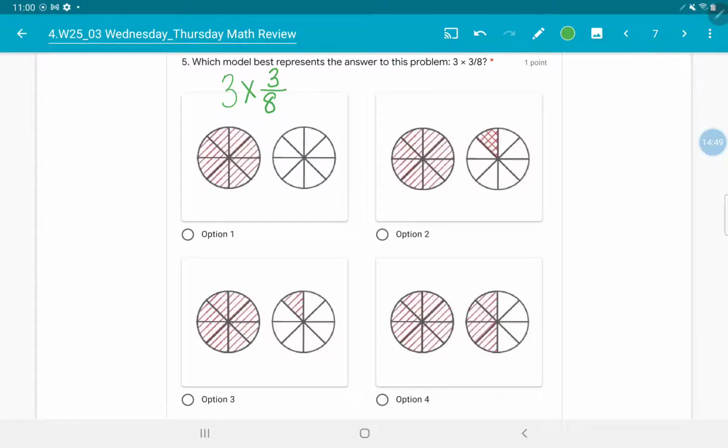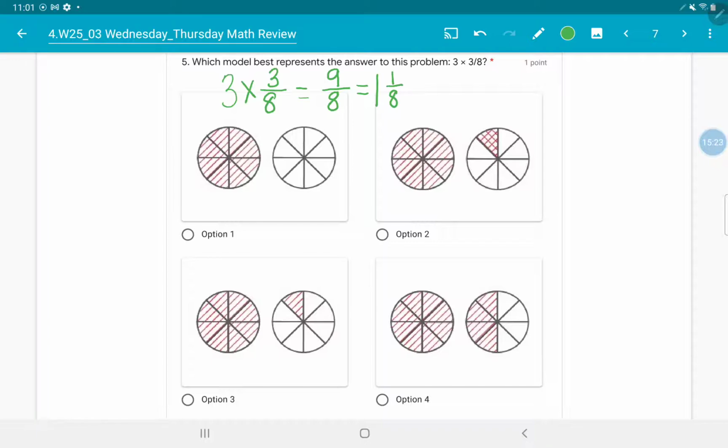So to solve that, I can just multiply 3 times my numerator, which is 3, and that gives me how many eighths? 9/8. Okay. Can I make 9/8 into a mixed number, Christopher? Is it bigger than 1? It is. If I take out 8/8 to make 1 whole, how many pieces do I have left? 1. Very good. So I need 1 and 1/8.